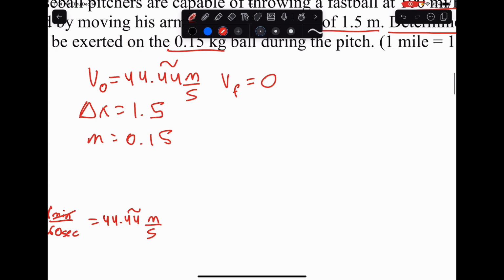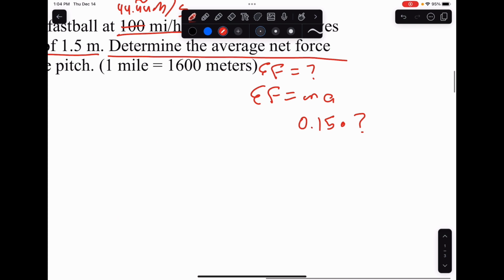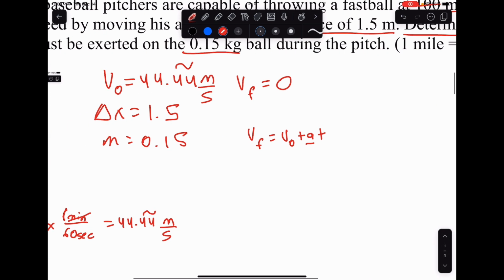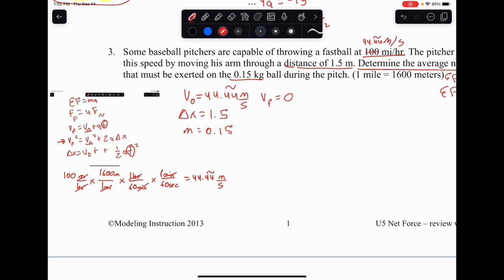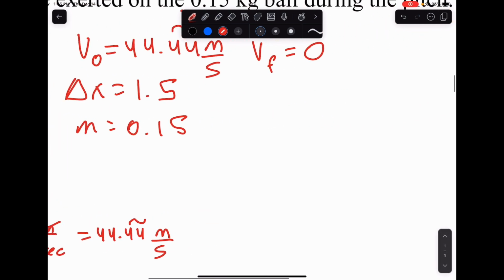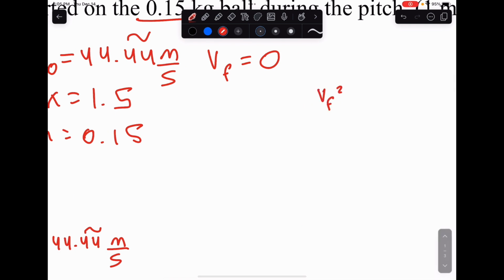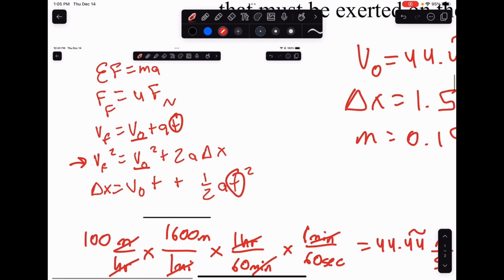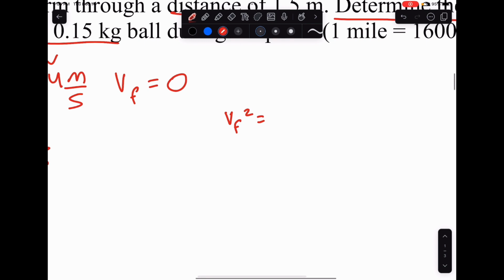So from here, we're going to do VF equals VO plus AT to solve for the acceleration, which is what we need over here. And with that, we're going to do 0. Oh, no, sorry, we don't have the time, do we? So let's see what we can use. Oh, yeah, I already wrote it. So VF squared equals VO squared plus 2A delta X.